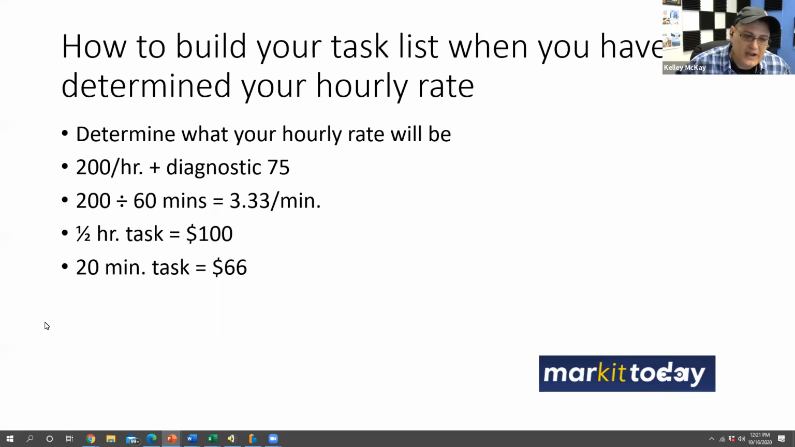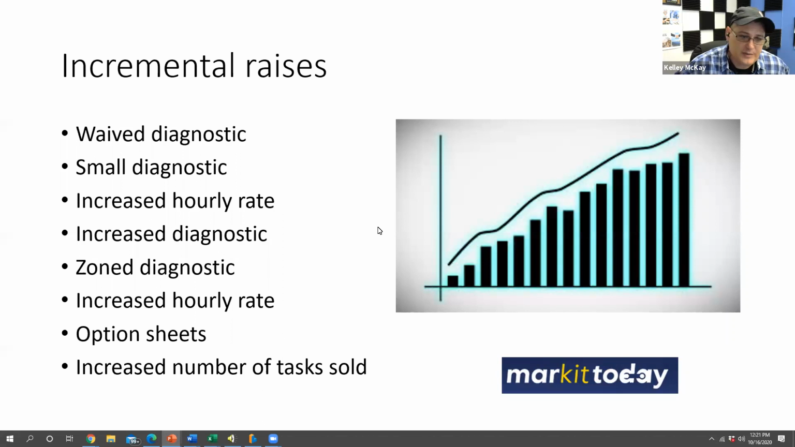So if I did a task that took 20 minutes, I would take $3.33 times 20 minutes times 20. That's going to give me $66. So it'd be a $75 diagnostic plus a $66 fee just to cover my overhead expenses and my labor, for instance, if I know that I'm $200 per hour. I've talked about incremental raises. There's some ways you can incrementally raise your rates to feel better about it and sleep better about it at night if you need to.